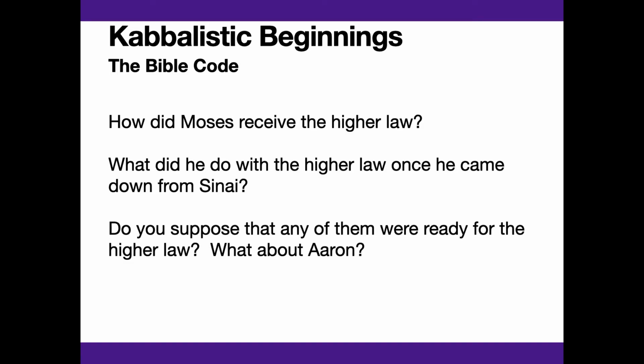Then my third question is, do you suppose that any of the Israelites were ready for the higher law? Like, what about Aaron? What about any of the others, Miriam, the 70 that were able to go up partway on the mount? Were they all deserving of the lower law, or were they feeling gypped because they didn't receive the full law?